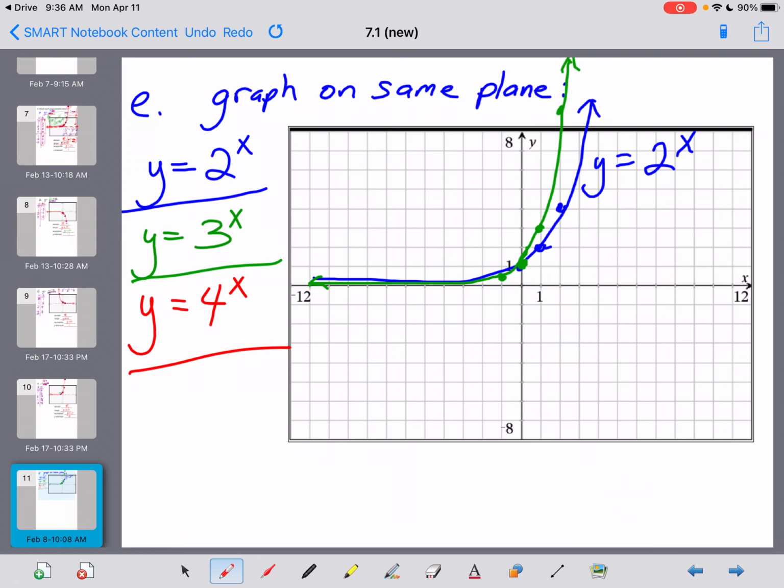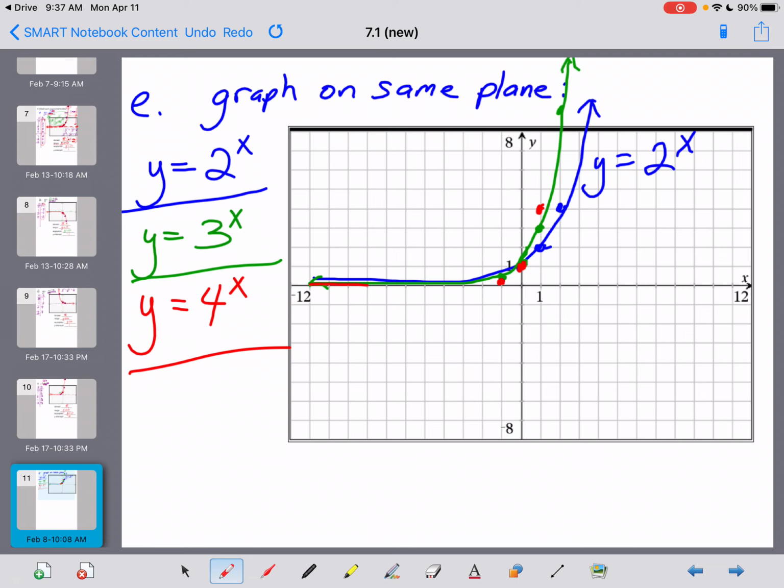Putting in a 0, 4 to the 0 is still 1, so we get the same starting point, the same y-intercept for all 3 graphs. But if I let x equal 1, 4 to the first power is 4, and if I let x equal 2, I don't have room to show you that. 4 to the second power is 16. So this red graph increases even faster than the green graph. But on the left-hand side, when x is negative 1, 4 to the negative first power would be 1/4, which would be even lower than the green graph.